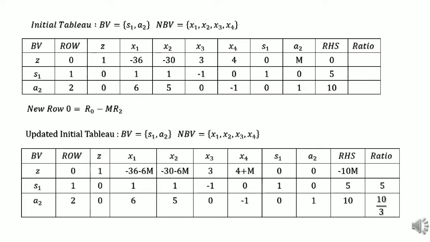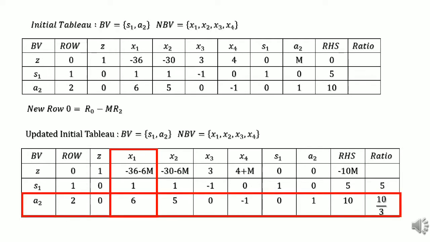As for a maximum problem, all coefficients in row 0 must be non-negative for the LP problem to be in optimal condition. Hence it means that this LP problem is not in optimal condition. So, we need to choose the most negative coefficient in row 0. x1 will be the entering variable. Then, we need to select the leaving variable by using a ratio test. A2 will be the leaving variable, as it has the smallest non-negative ratio.